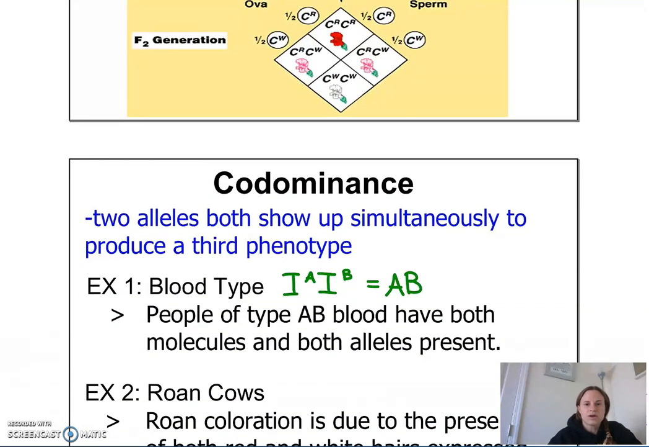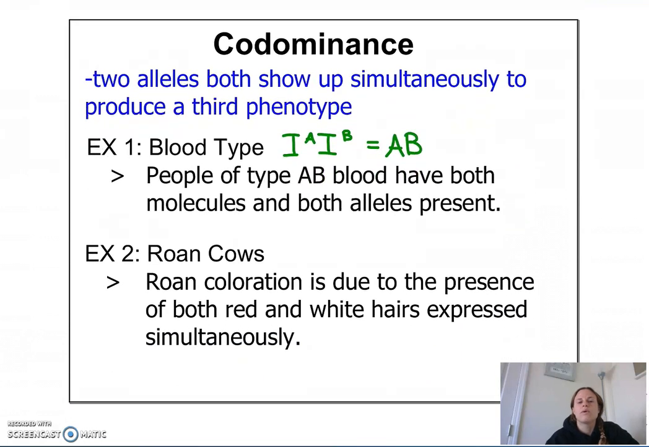Now let's get into codominance. Codominance is when both alleles show up simultaneously to produce a third phenotype. And there are two classic examples. First, blood type. People who have blood type AB have both the alleles and molecules present for A-type blood and B-type blood. This plays a critical role during blood transfusions or pregnancy. We're going to discuss something called an Rh factor later on, because blood type also falls under another inheritance pattern called multiple alleles.